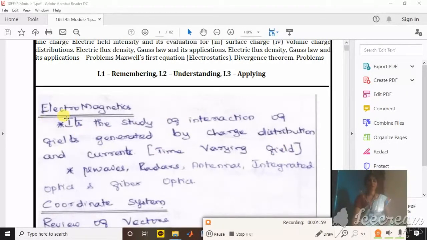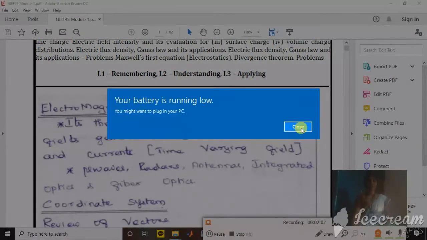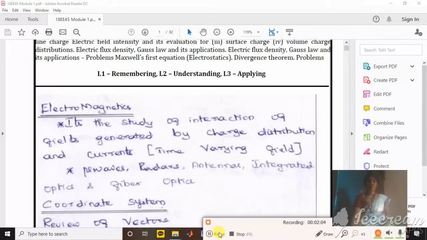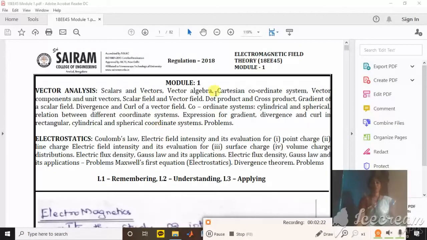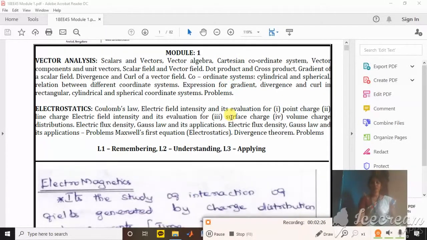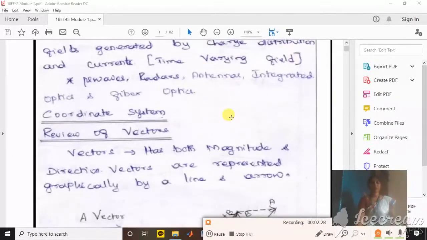So electromagnetics has some applications. The applications that involve electromagnetics are microwaves, radars, antennas, integrated optics and fiber optics. It is the basics of electromagnetic field theory. And what are the different types of coordinate system? Here we are going to see more about three types of coordinate system: one is the Cartesian coordinate system, the cylindrical coordinate system and the spherical coordinate system.